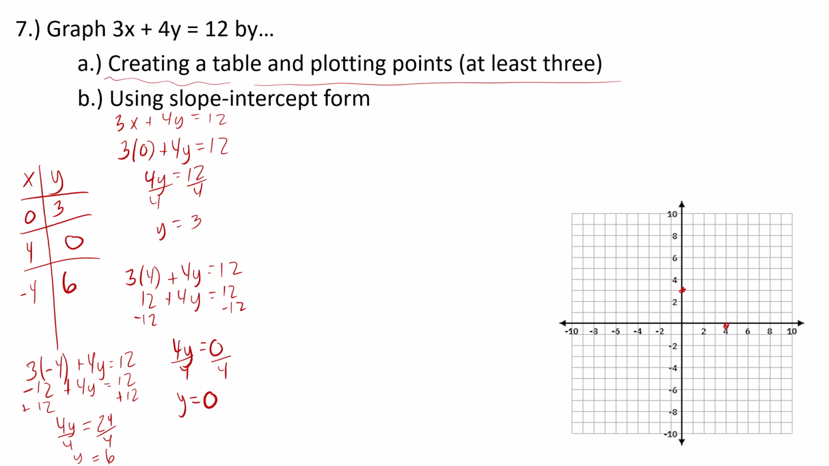And so coming over here, -4, I go up to the 6, and I breathe a sigh of relief because, yes, that point is on the same line with the others. And I will do my best to connect these with the straightest line that I can. Better than the first time I did it.